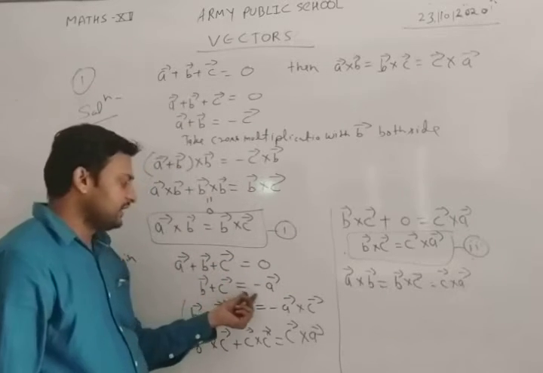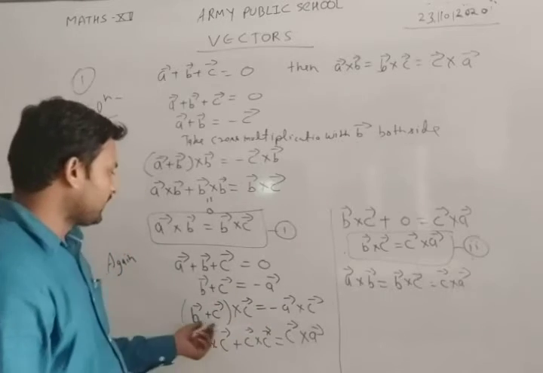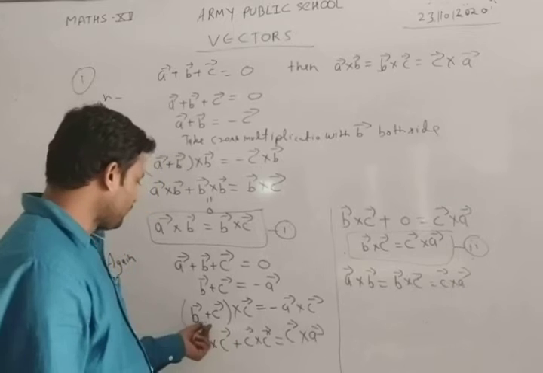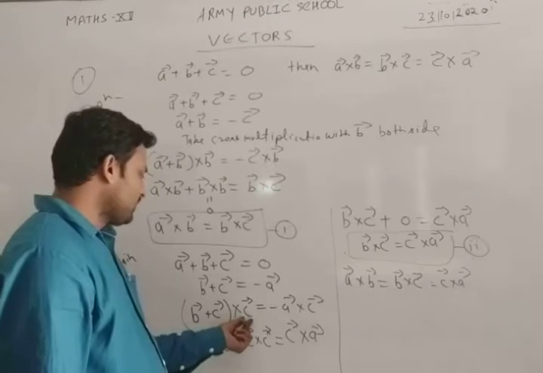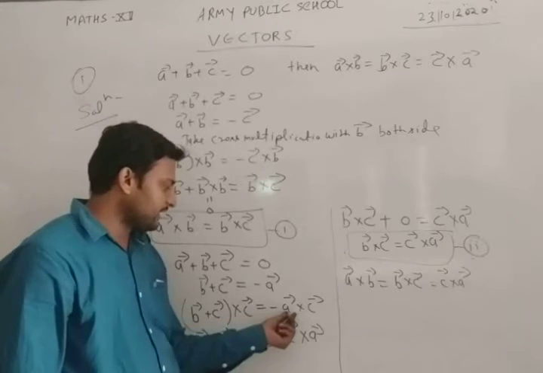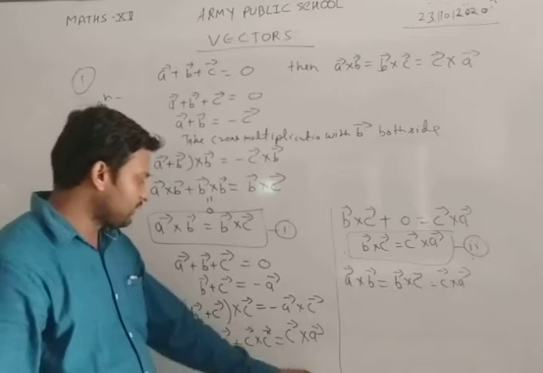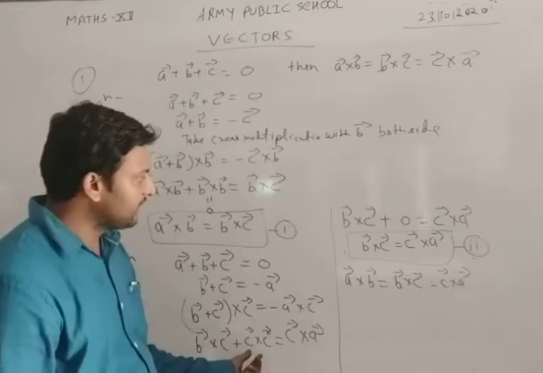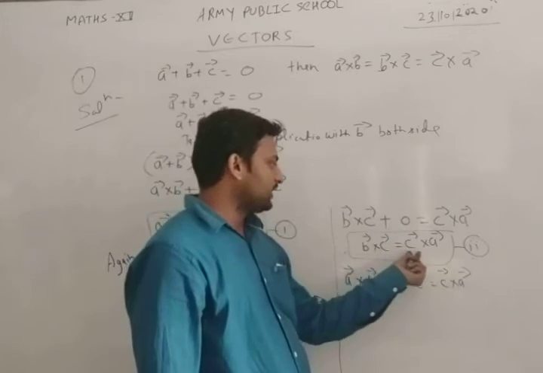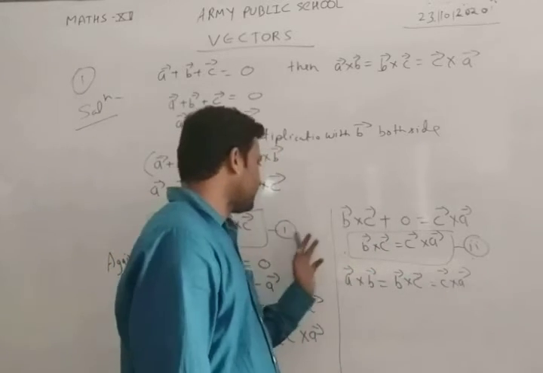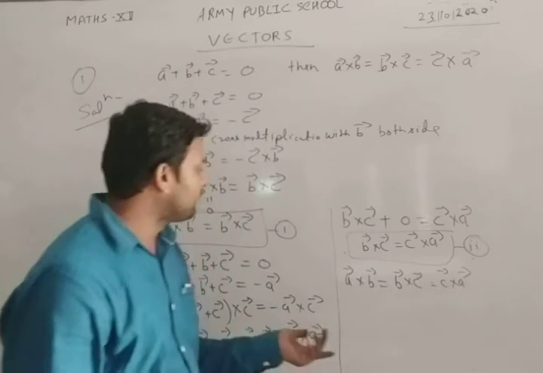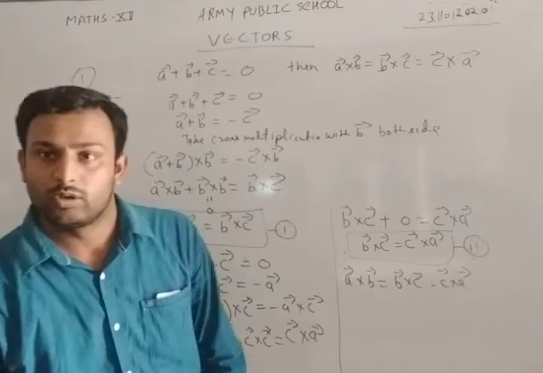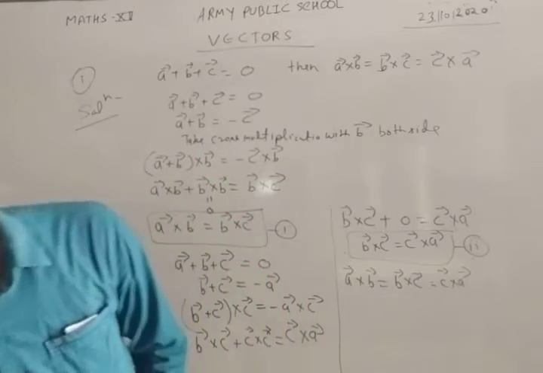Again take this term is equal to 0. So b plus c is equal to minus a. Now again taking the cross multiplication with c both sides. So we get b plus c cross multiplied by c is equal to minus a into c. We write c cross a. So b cross c plus c cross c, and this term will be again 0. So we get b cross c is equal to c cross a. This is first and second term. Now we get a cross b, b cross c, c cross a. Okay? I hope you understand.